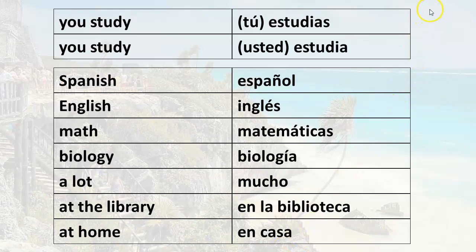To say you study, a statement, tú estudias. We often leave out the tú because it's not necessary because of the ending of the verb. So simply, estudias, you study. You study Spanish, estudias español. You study English, estudias inglés. You study math, estudias matemáticas. You study biology, estudias biología.